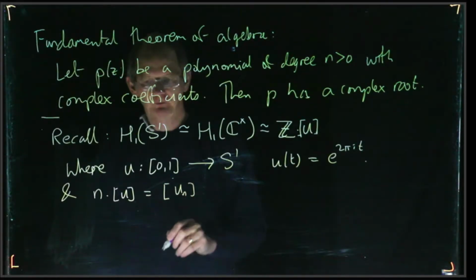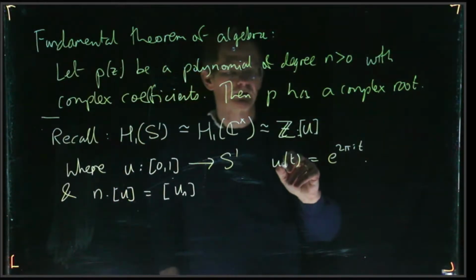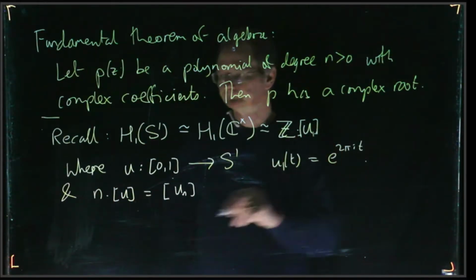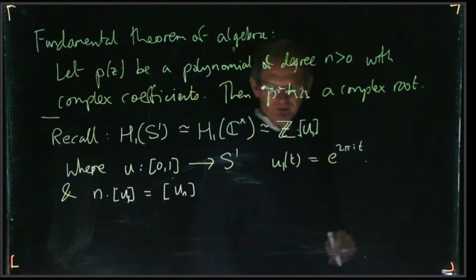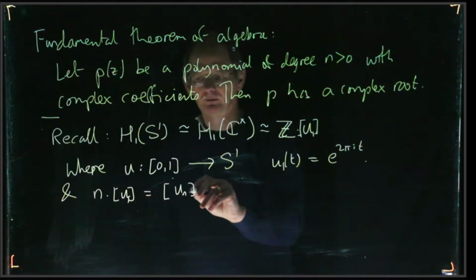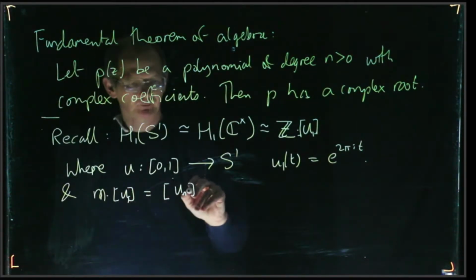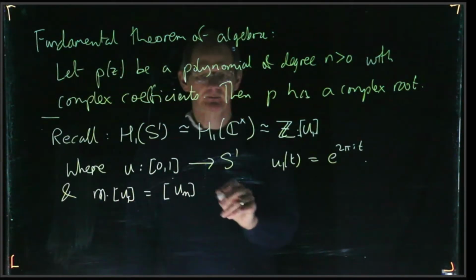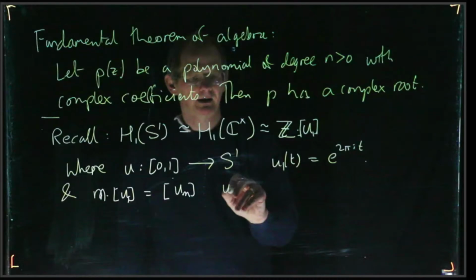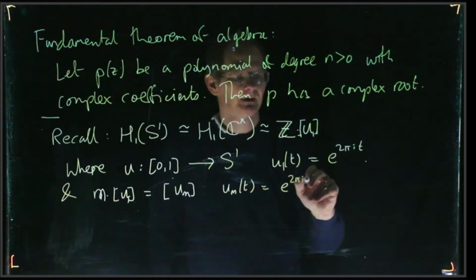we also showed that, let's call this one u1, n times u1 has the same homology class as the loop un, or let's call this m because n was the degree, so call this um. m times u1 is the same as square bracket um, where um of t is just e to the 2 pi i m t.